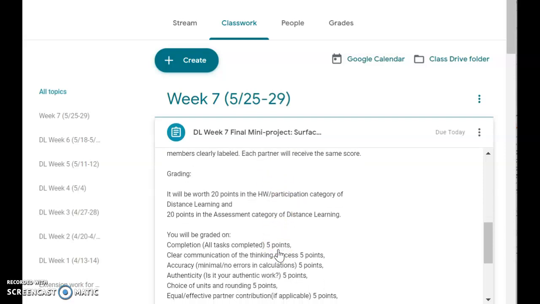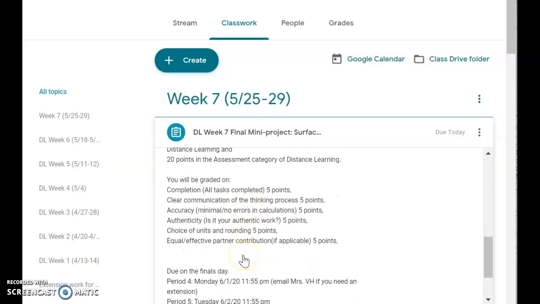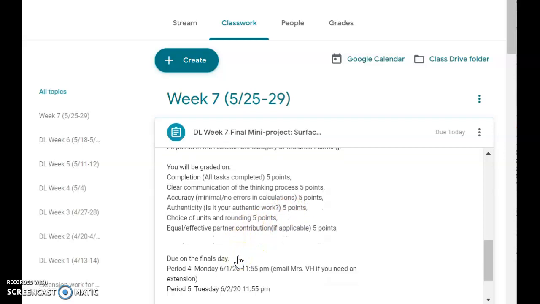The grading will be worth 20 points from the homework as well as 20 points from the assessment because it's in lieu of the quiz. You will be graded on completion and clear communication of the thinking process, that's going to be 5 points. Accuracy is going to be 5 points. That means minimal or no error in calculation. Authenticity, is it your authentic work or did you just copy it from someone else? That's going to be 5 points. Choice of units and rounding is going to be 5 points.